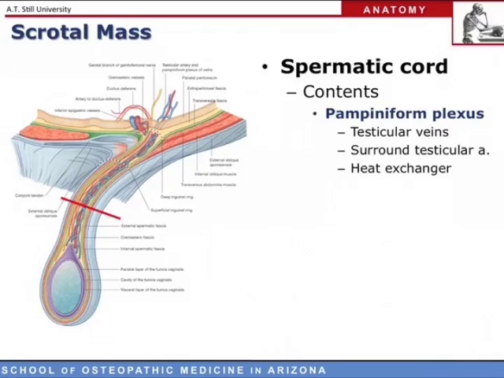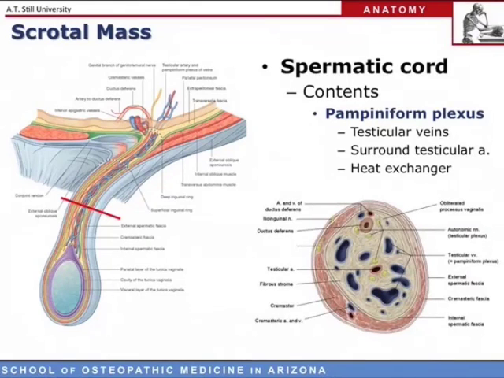If we do this cross-section through the scrotum right where the red line is, and we look at that in cross-section, we'll see that the testicular artery is right here, and it is surrounded by numerous testicular veins, and collectively they are known as the pampiniform plexus here within the spermatic cord. They will eventually ramify into a singular testicular vein, and I want you to think about how that vein drains on the left side versus the right side.